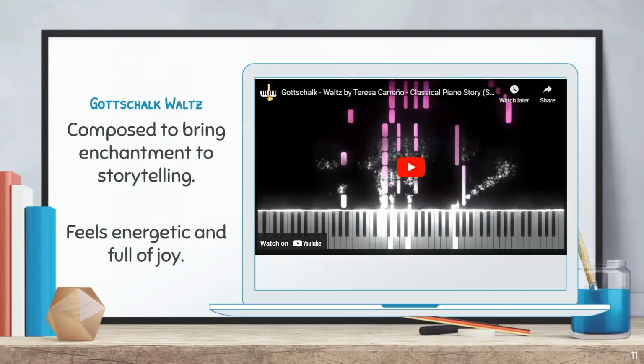So here is Gottschalk's Waltz, which is composed to bring enchantment into storytelling, because she wants your feelings to be a story that you're playing on the piano. So this specific one is supposed to feel energetic and just full of joy.